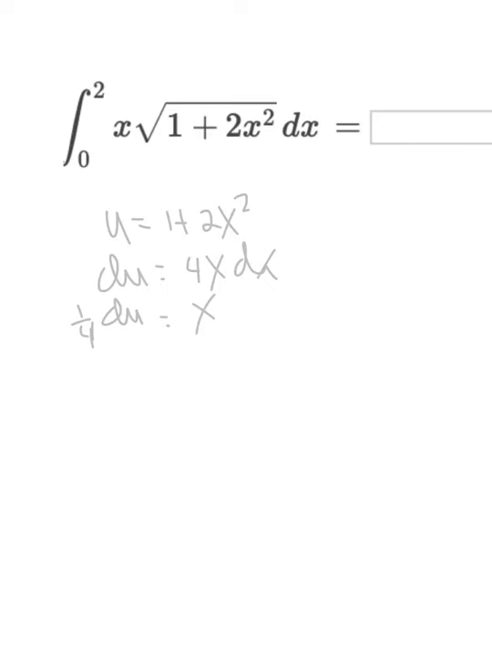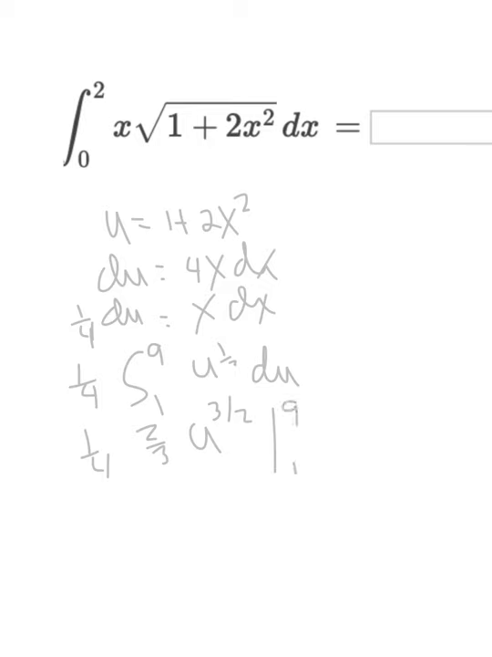So I guess we're finishing up with a little u substitution. Let u be 1 plus 2x squared, so du would be 4x dx, so x dx would be 1/4 du. So we got a 1/4, and then we got the integral from 1 to 9 again, and then it's going to be u to the 1/2 du, which is 1/4 times 2/3 u to the 3/2 evaluated at 1 and 9.